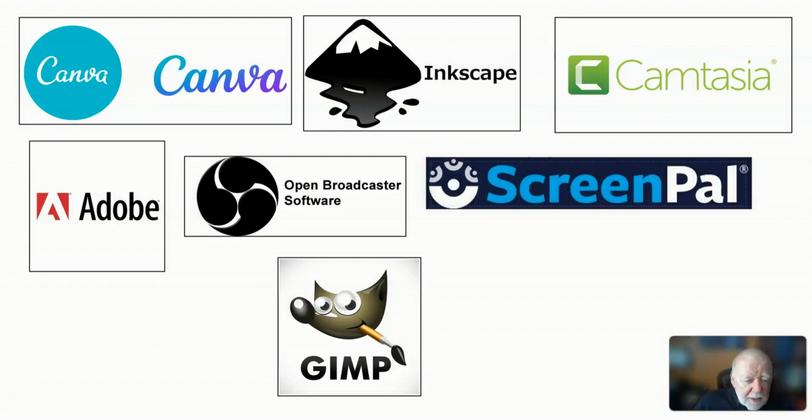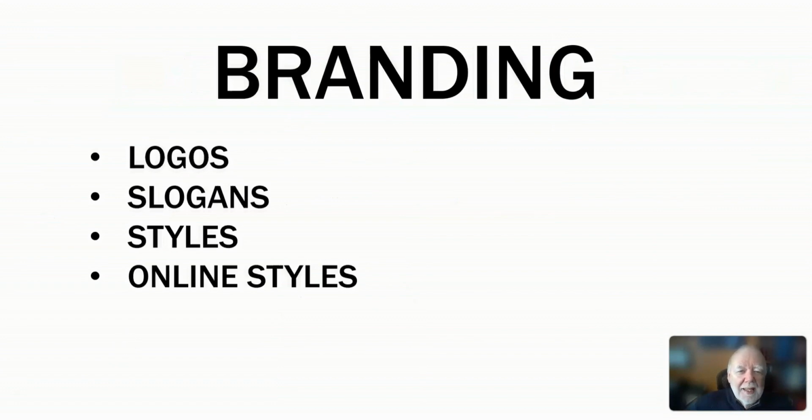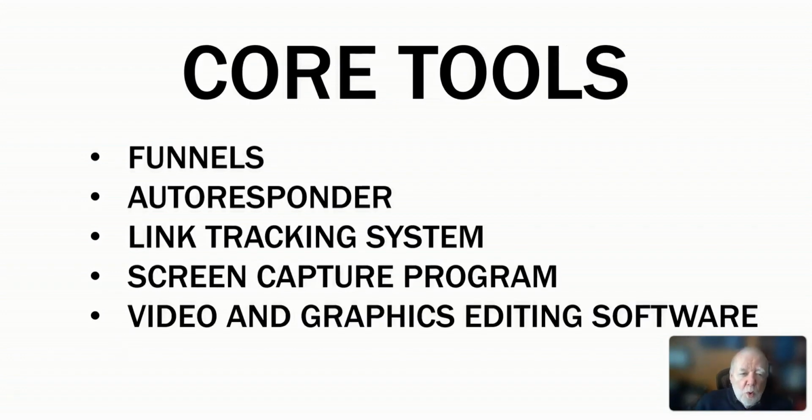So in this presentation, what have we talked about? We've been on for almost 25 minutes, so thank you for hanging in there with me. So again, with branding, some of the key components of branding are your logos, your slogans, your styles, and your online styles that we talked about. And then the other thing is your core tools: funnels, autoresponders, a link tracking system, a screen capture program, and video and graphics editing software. So these are just two components that you need to utilize in order to be successful online.